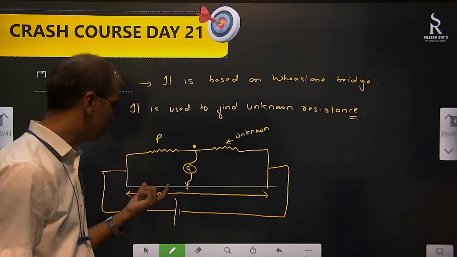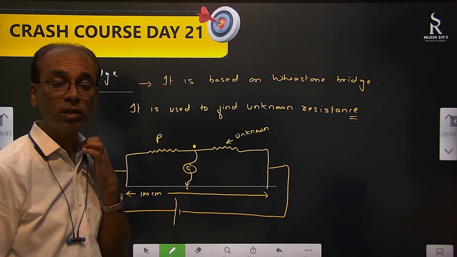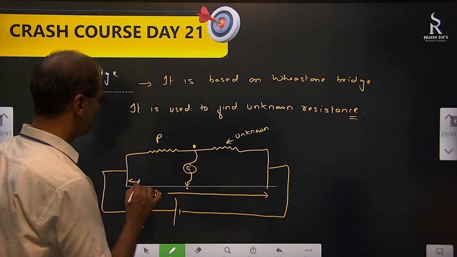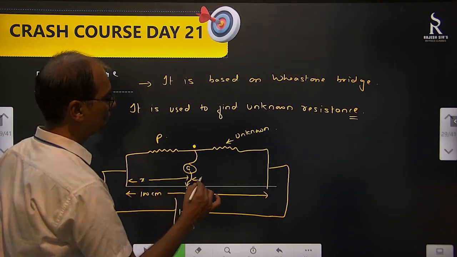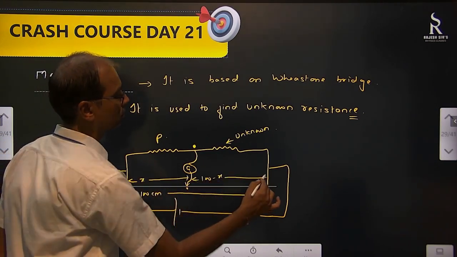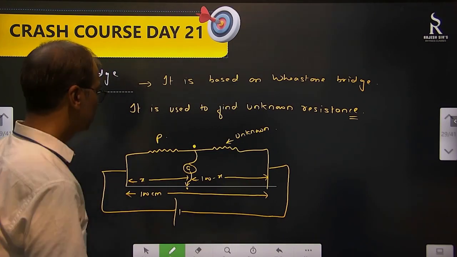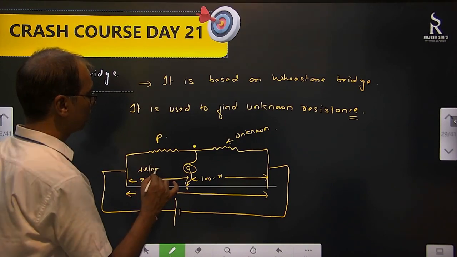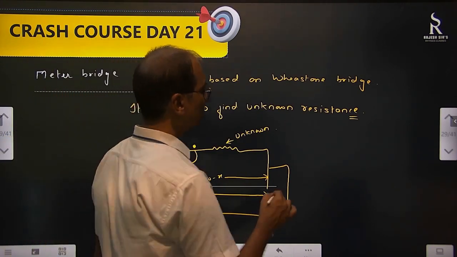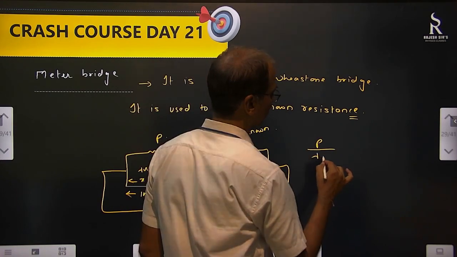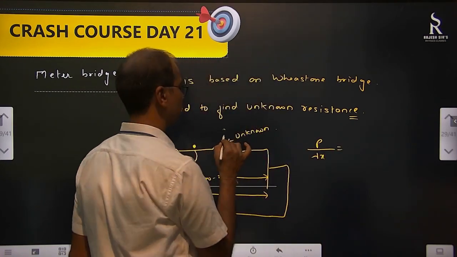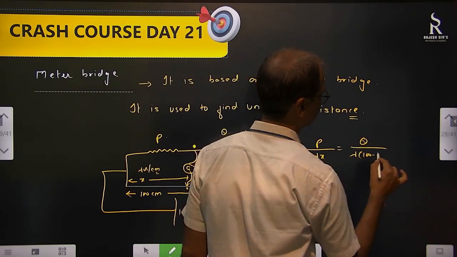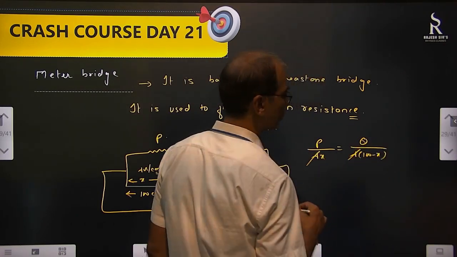How? Because we know this, and we know this. So 3 resistances we know. One we have to find. Suppose now this is X length. Then this is 100 minus X. And suppose per centimeter its resistance is lambda ohm per centimeter. So according to Wheatstone bridge we write P by lambda X equal to Q by lambda into 100 minus X, where this is Q.